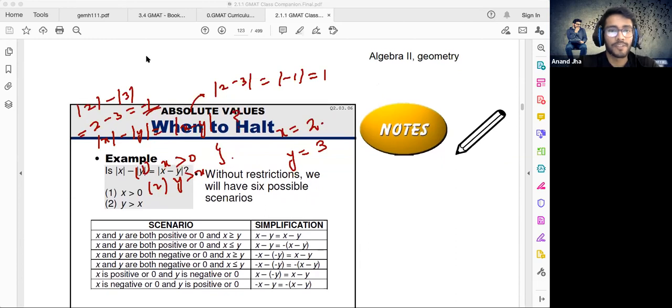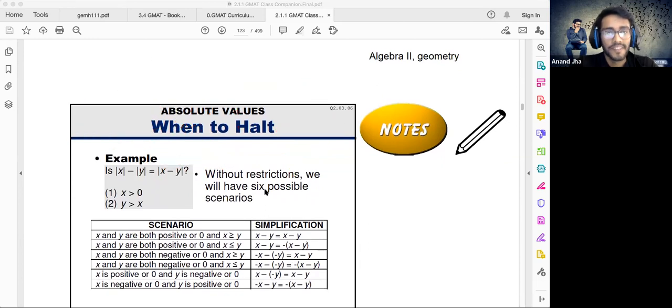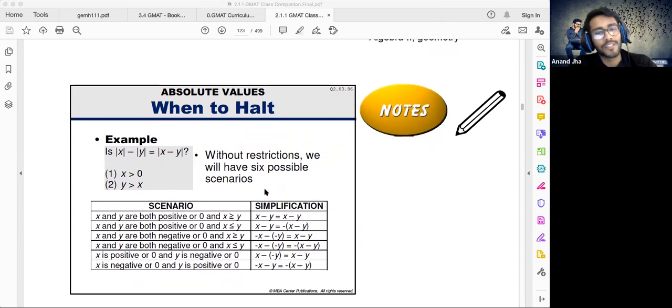Okay, so these are the possibilities. X and y both positive, then x and y both negative, x positive and y negative. Then in the first case x greater than y, in the second case x less than y. Right? So many possibilities we have. So the best solution in this case is to choose a number, see the options, fit it in the questions and get the answer. That's all. No need to solve this.